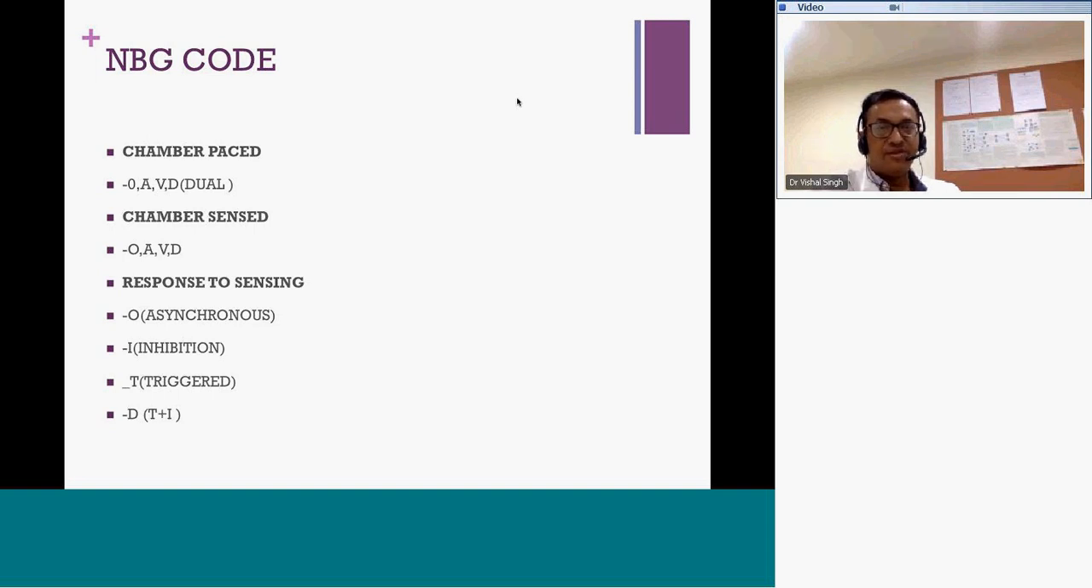What is the NBG code for pacing? The first letter is the chamber paced. It can be atrial, ventricle, or dual. The second letter is the chamber sensed, which can be again atrial, ventricle, dual, or O, which is asynchronous. I is inhibition, T is triggered. D is trigger and inhibition, where both the functions are there. And why it is important, we'll come to that later.